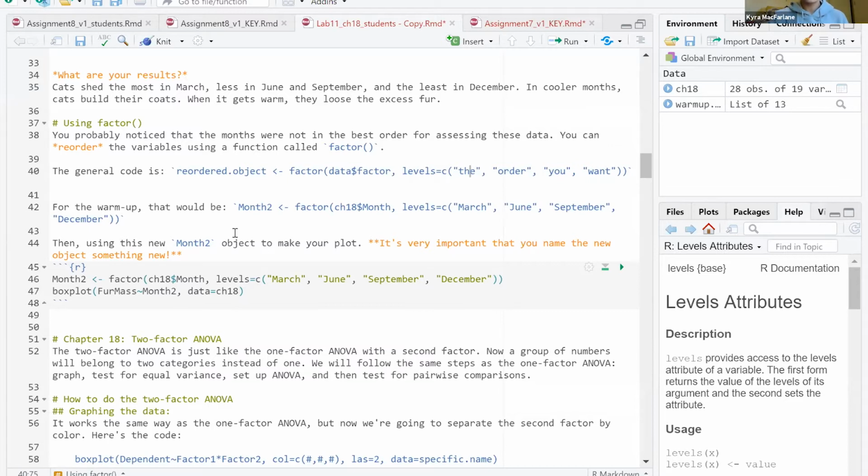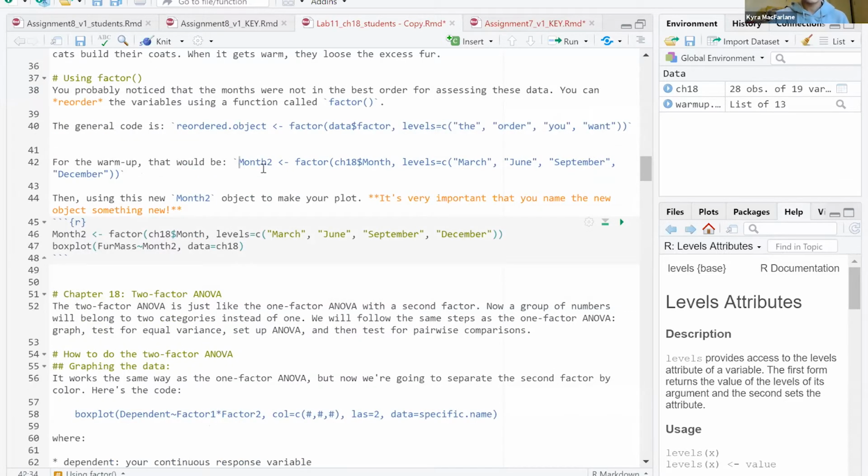That means for this warm-up, that order would be like this. I created a new object just called month 2. It just has to be a different name than what it is in the original data. You can't use month because R won't recognize it when you're trying to create the new box plot. So you have to make sure it's a new name.